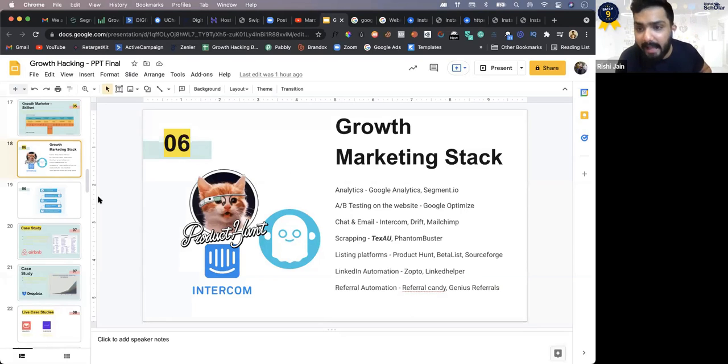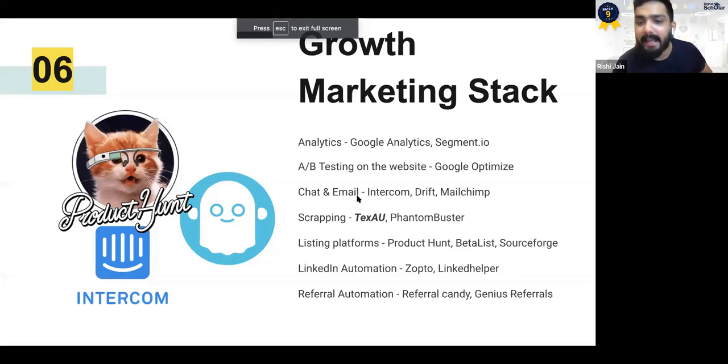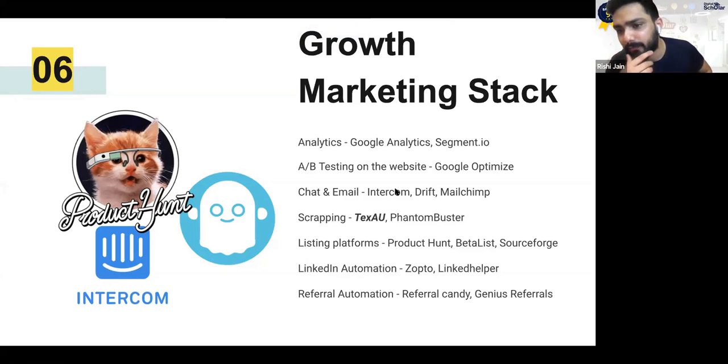Next we have on the screen chat and email. You can use Intercom. If you're thinking of conversion, Intercom is the best chat tool that exists out there. Then there is Drift, and there is MailChimp, which is free of cost for up to 2,000 subscribers. You can use any of these tools for chat and email.